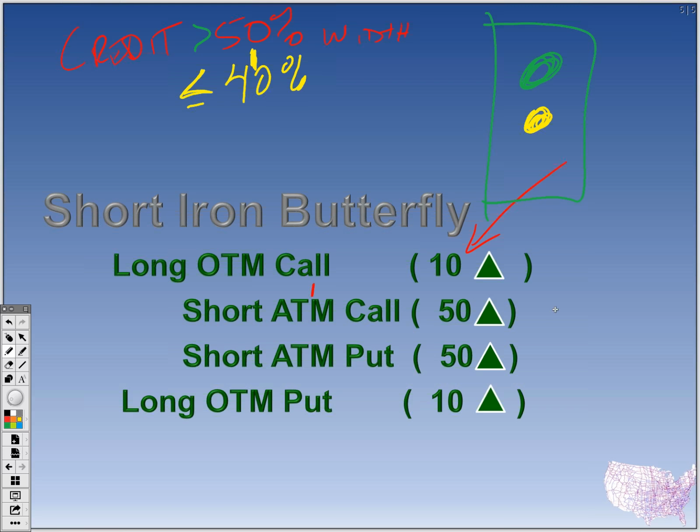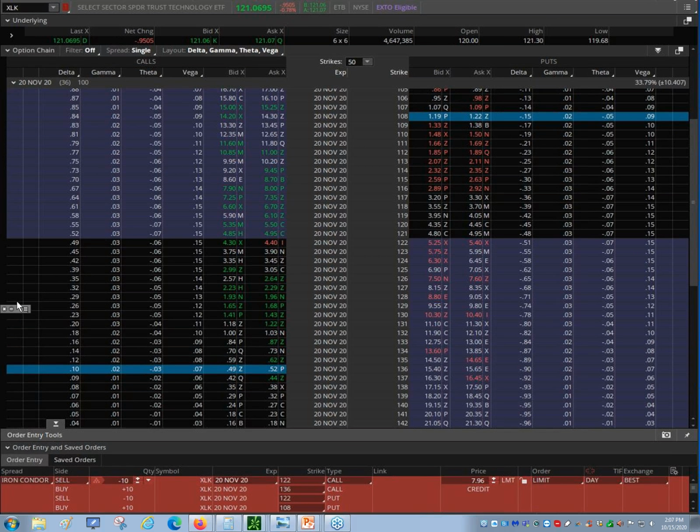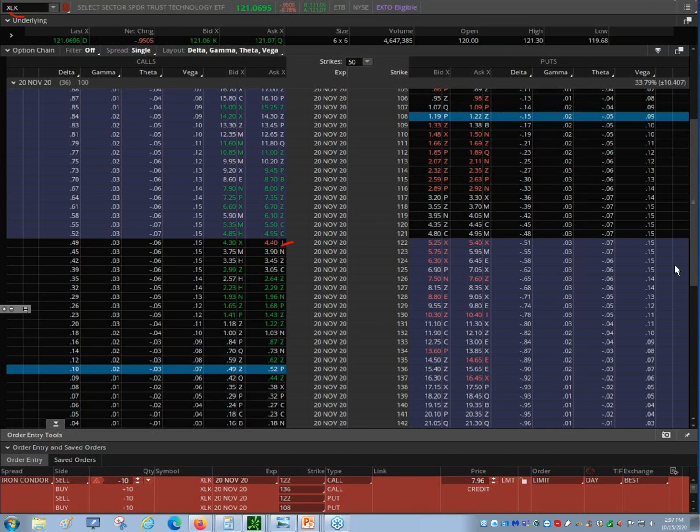Sticking with that theory there. All right, so I've got it set up here for XLK for us already. And you can see I went with the 122s. So I'm going to pull this up on my platform. I did this because you can see I got a little bit greater than 50% there.